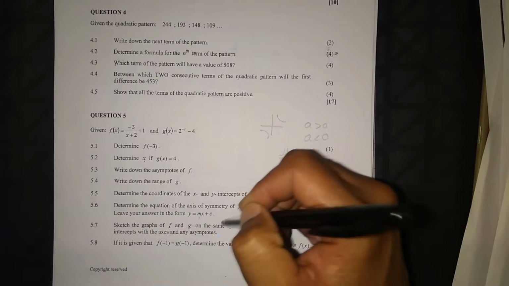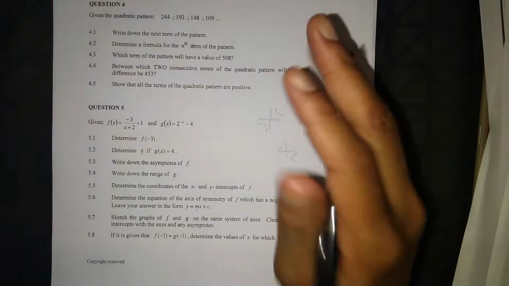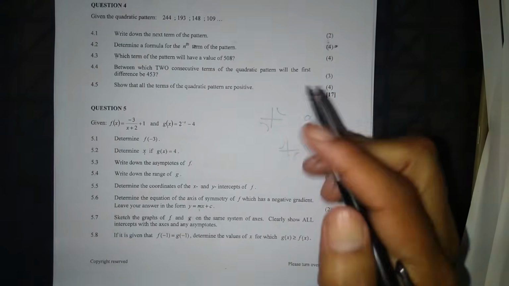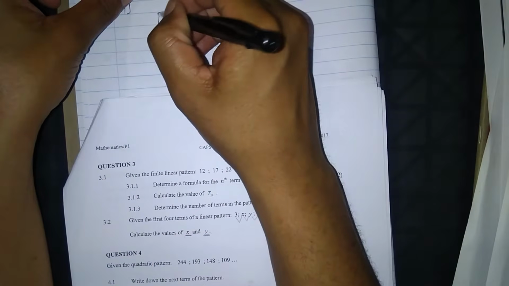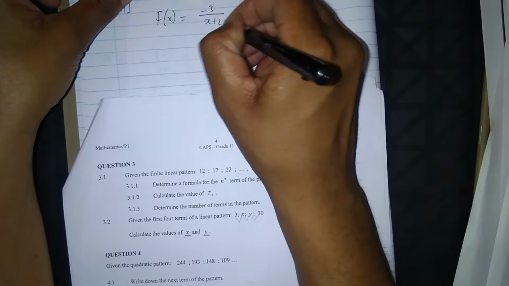These will give us data for sketching the functions. To sketch a graph you need the x-intercepts, intersection points, asymptotes, and all those things. Even the range sometimes they also require. So let's answer question 5.1, where they say determine f of -3. Question 5.1: f of x is equal to -3 over x plus 2, plus 1.